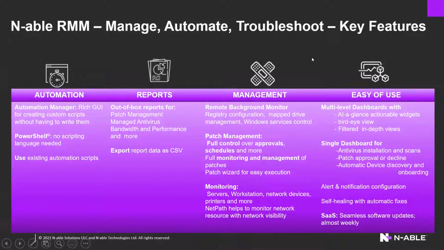Next slide, please. Some of the features, if not the same features, are available in RMM: automation, the same automation manager available here in RMM. Reports are built in, and you can export them into CSV to do more processing or manipulation of certain data. Management, you do remote background monitoring. You can take control of the devices using our Take Control. Patch management, full cycle of patch management, where you can deploy patches one-to-one or many-to-one. You can automate this process. You can auto approve certain patches based on the severity or the category. Monitoring, you will be able to monitor servers, workstations, network devices, printers, and many more.